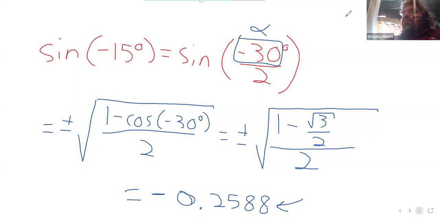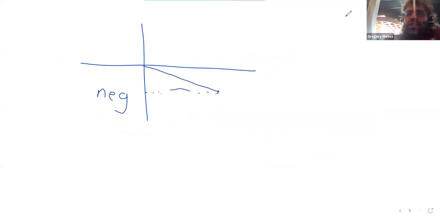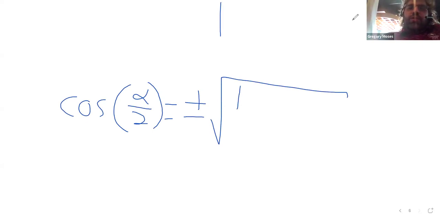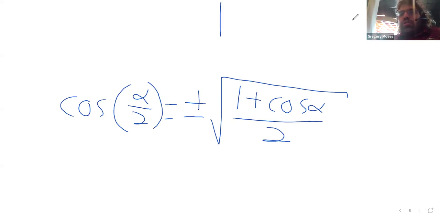And then we're going to have a formula for the cosine and a formula for the tangent. We're probably pretty used to this by now. So the cosine is plus or minus the square root of 1 plus the cosine of alpha over 2.